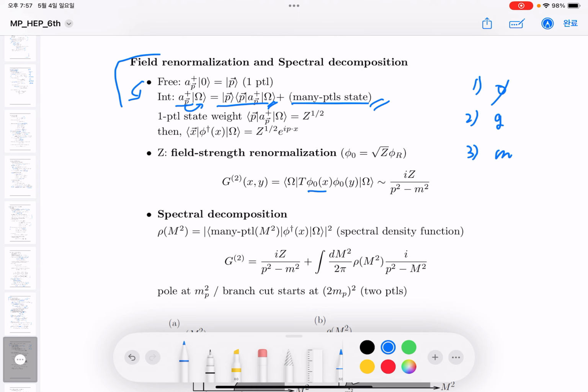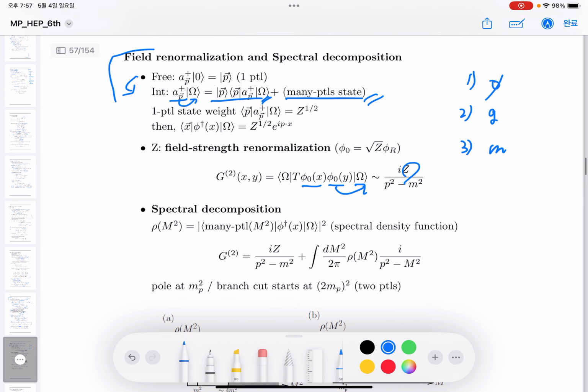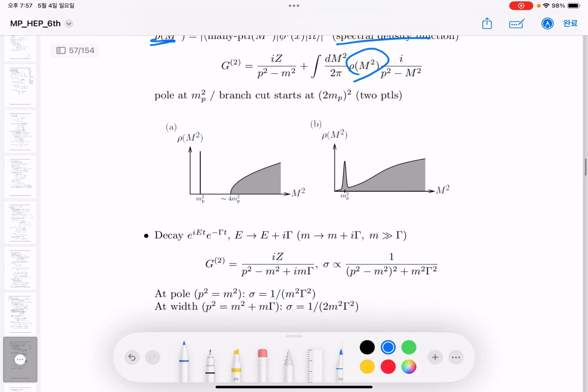So if the field operator acts on the interacting vacuum, then there will be the field strength renormalization, which appears in the propagator. And the other term, the following many particle states, can be expressed by the spectral decomposition corresponding to the many particle states here. So this is the spectral density function corresponding to some capital M scale. Here the spectral decomposition is a representation of the spectrum. Below the threshold scale, there is only one particle state, but from the threshold scale, there will be many particle states that correspond to this.